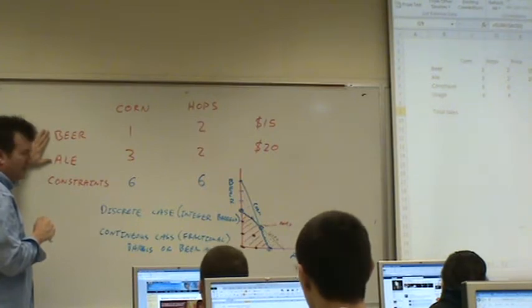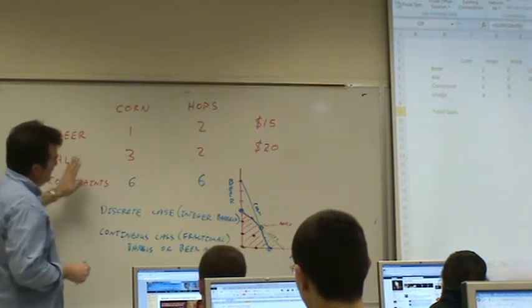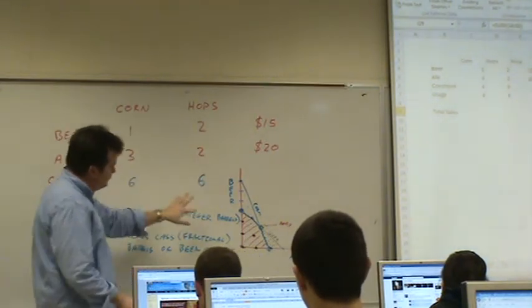what else is there besides beer and ale? What do microbrewers make? Lagers? Let's say there was a lager. And let's say there was a third ingredient. How would we draw it?